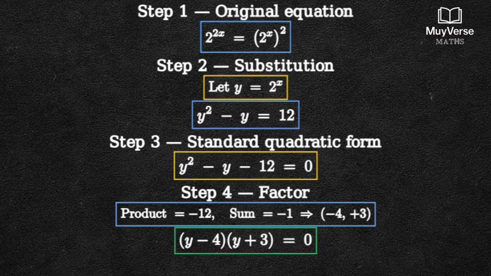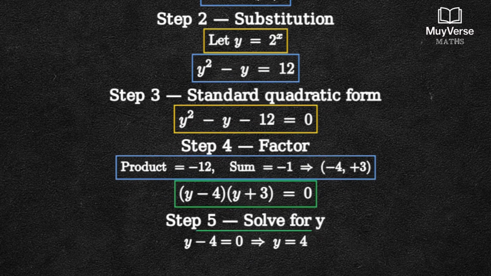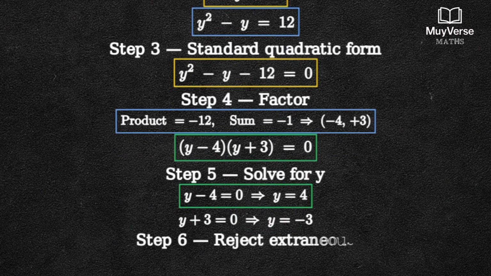Step 5. Set each factor equal to 0 and solve for y. From y minus 4 equals 0, y equals 4. From y plus 3 equals 0, y equals -3. Step 6. Reject extraneous values. Since 2 to the x is always positive, y cannot be -3.